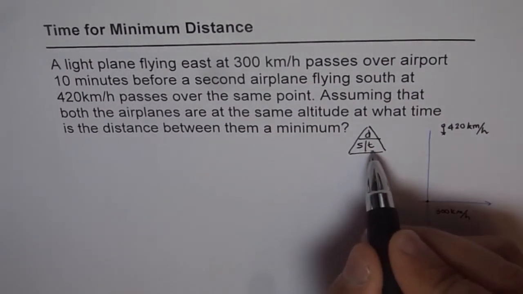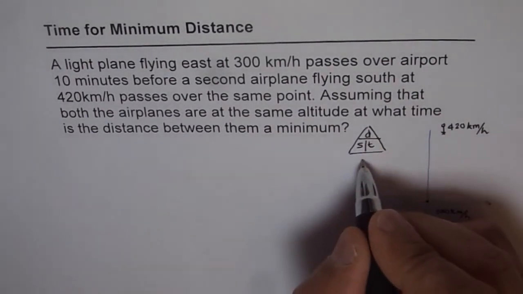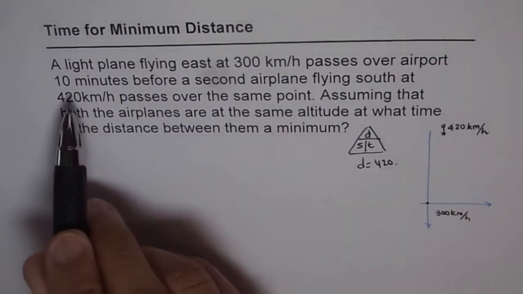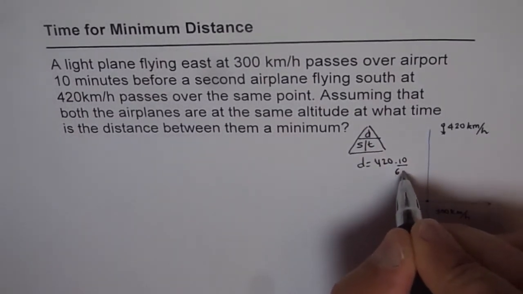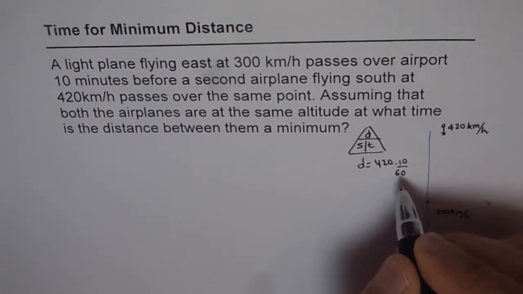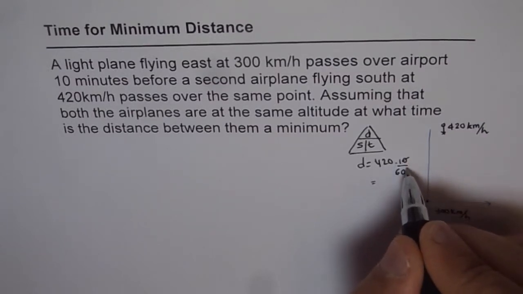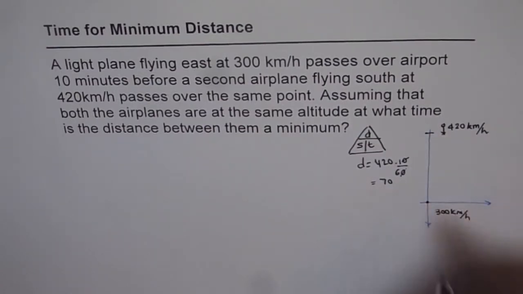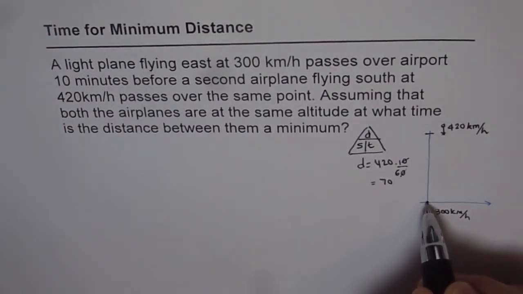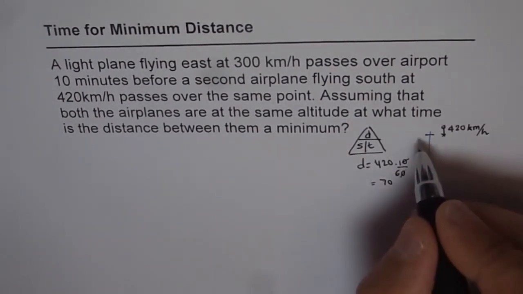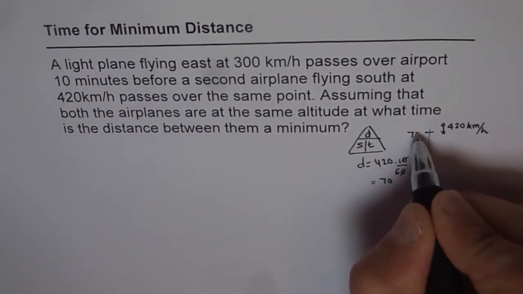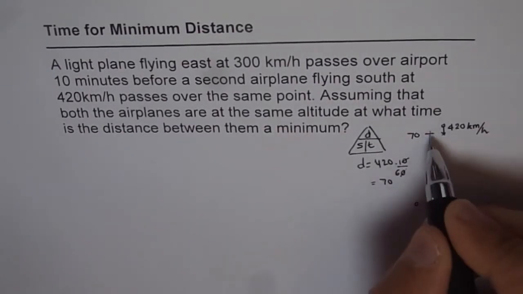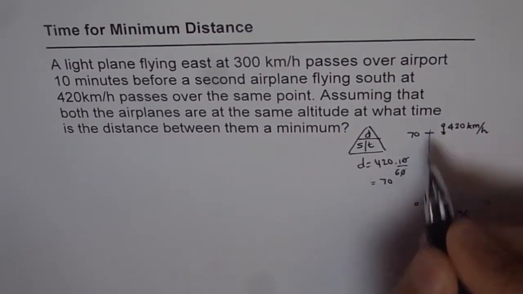So distance is speed times time. Since speed is 420, distance should be 420 times time, and time is 10 minutes. So convert 10 minutes to hours. When you convert and multiply and cancel, that gives you a distance of 70 kilometers. So this plane is 70 kilometers away at the instance when the first plane is just over the airport, correct? From this diagram, if this is 0 for us, this is 70. At this instance, plane A is over the airport and plane B, which is coming south, is 70 kilometers away, just north.